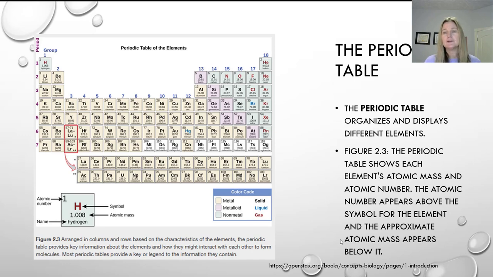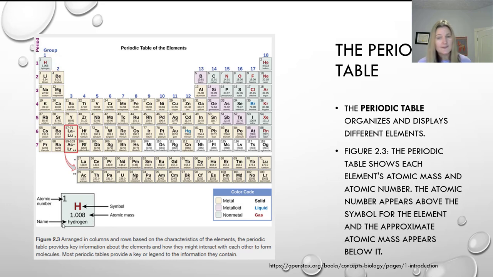Here's our periodic table. Again, some of you have probably seen this before. You can Google periodic table and you'll see the exact same thing. This is something that's used all over the world, and it just organizes and displays our different elements. Now, one thing you'll notice is that each box contains an element. Here is one element up here, and we blew it up over there so you can see it better.